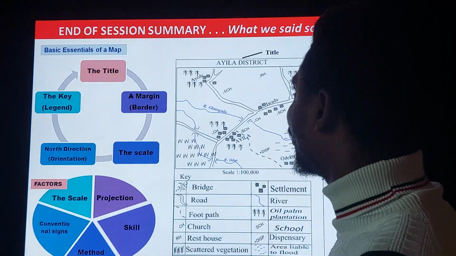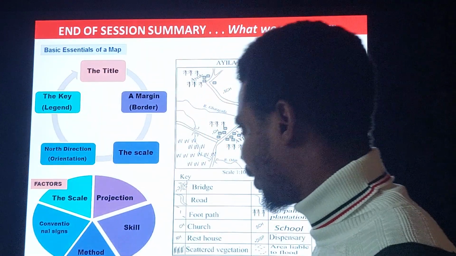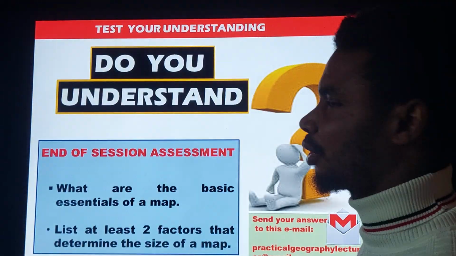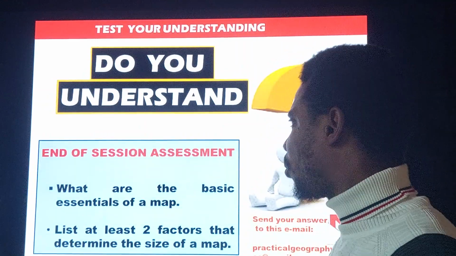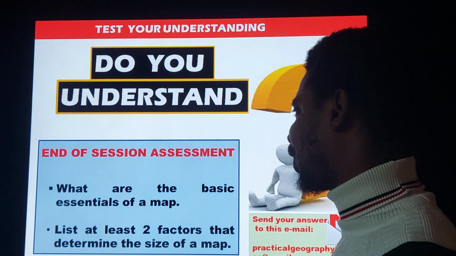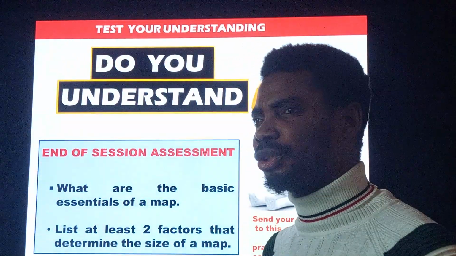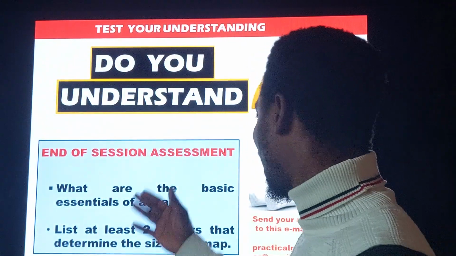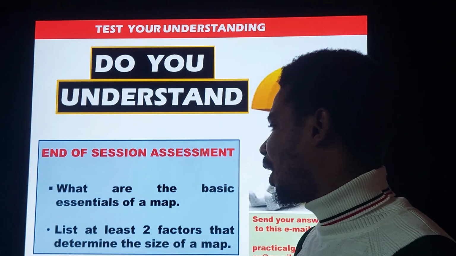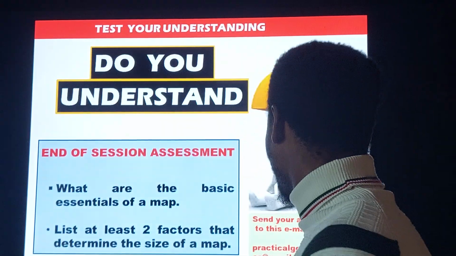Now this is a summary, and I believe that you understand what I've said so far. So let us test our knowledge. What do you understand so far from what I've said? What are the basic essentials of a map? I want you to comment that in the comment section. Also, I want you to list at least 2 factors that determine the size of a map.